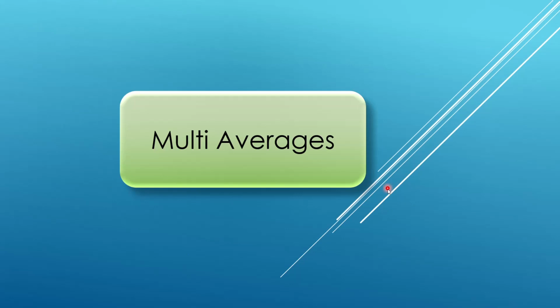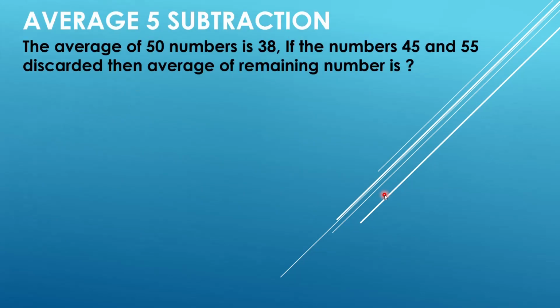Just do practice on these multi averages, and then only you can follow the next topic. Now we'll check what happens if you have some average number, and you are removing some number from that whole number. What will be the average impact? Like this, they will ask you for this subtraction. So we'll check on this example.